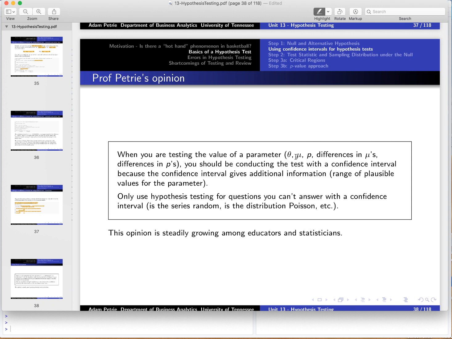We know how to make confidence intervals for mu, an average, for p, the probability of some event occurring, differences in mu's, differences in probabilities between two groups. We know how to make confidence intervals for some parameter of a probability distribution. And we can do this hypothesis test just by making the relevant either two-sided confidence interval or one-sided confidence interval. It turns out that hypothesis tests aren't really quite as informative as if we were to just make a confidence interval for a range of plausible values for these parameters.